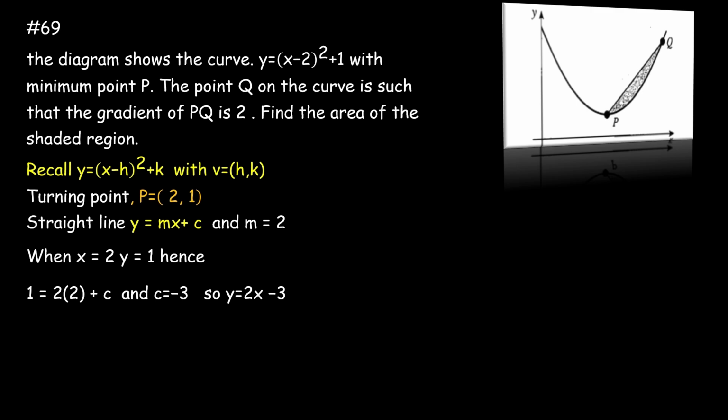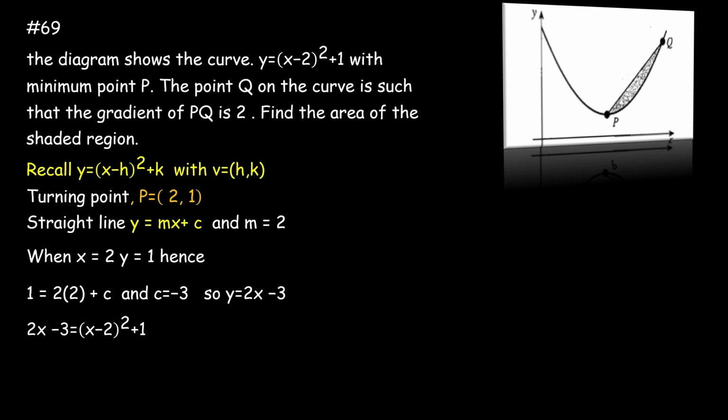Okay, now if these two lines intersect at P and Q, it means we can also find Q, because for us to find the area of the shaded region, we need to find the definite integral from point P to point Q. We know just P, we also need to know Q. It will also intersect at point Q. So at that point, both of these equations, that is the straight line and the curve, are equal. So I'm just going to take my straight line equation and equate to the curve, just like so, and then I'm going to work it out.